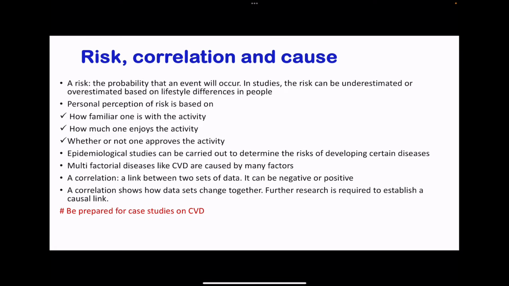A risk is the probability that an event could occur. Sometimes it could be underestimated or overestimated based on how familiar one person is with the activity. So if they've had relatives who have been smoking but have never had cancer, these people could underestimate the risk. Also, it depends on how much one enjoys the activity.